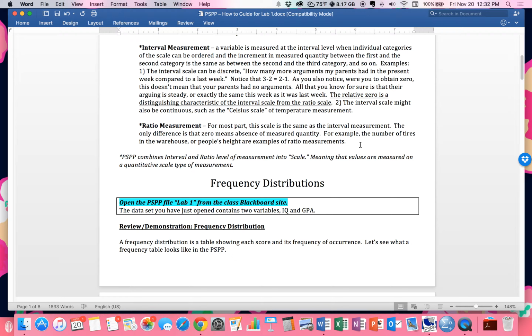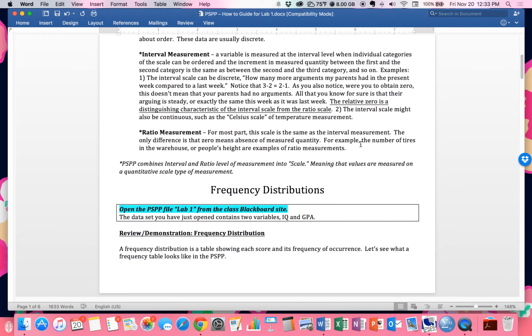Ratio level of measurement is something like age, weight, height, length. So if we're 0 years old, we don't exist. So that would be an example of a true zero. So if you're confused and you're not sure if it's interval or ratio, something like salary, well, if you have no salary, you have no money, that would be ratio because that's a true zero.